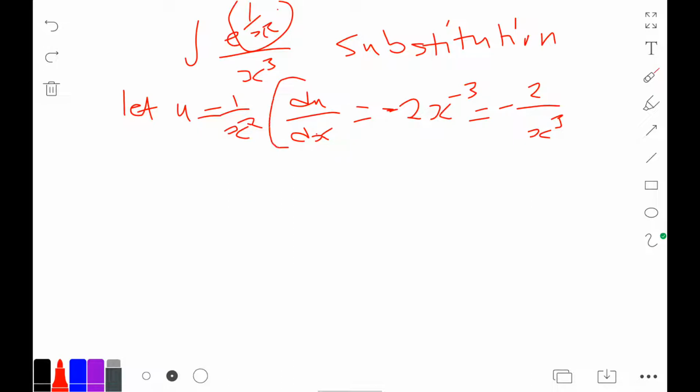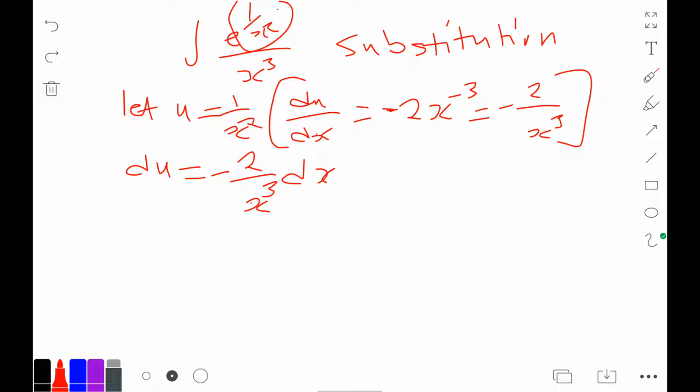This equation here, by dx. When we multiply everything by dx, we're going to be left with du equals negative 2 over x cubed dx. Let me just write x properly.